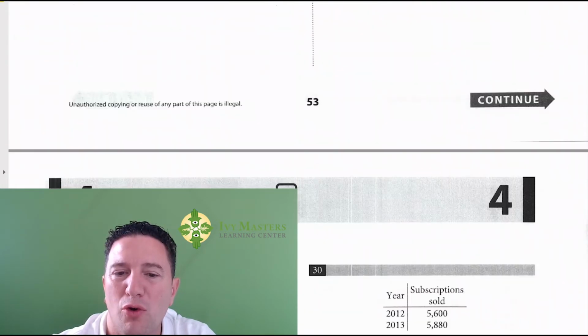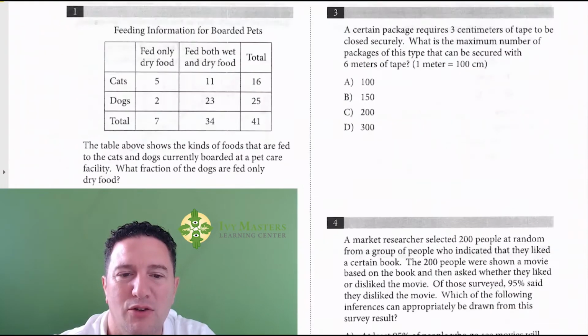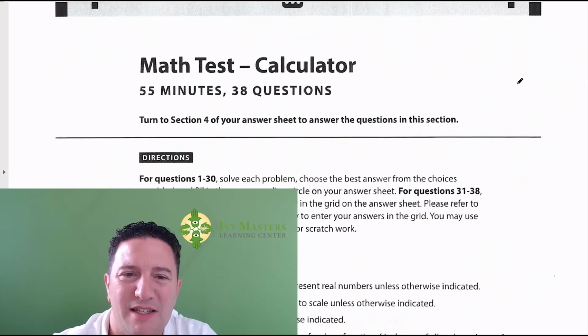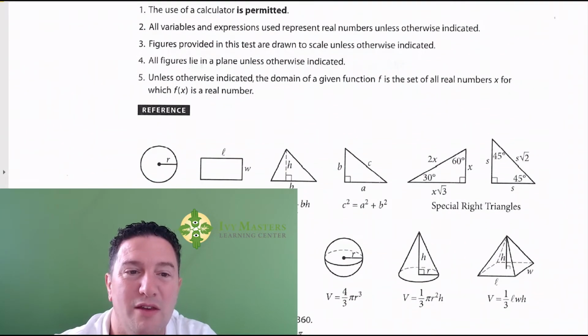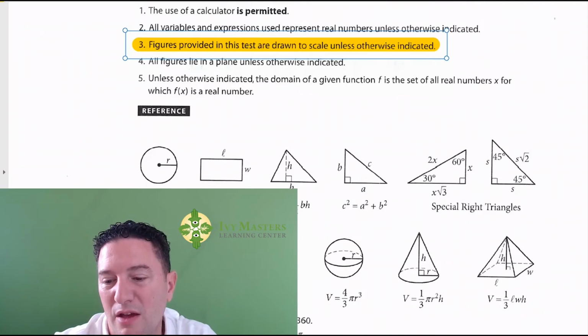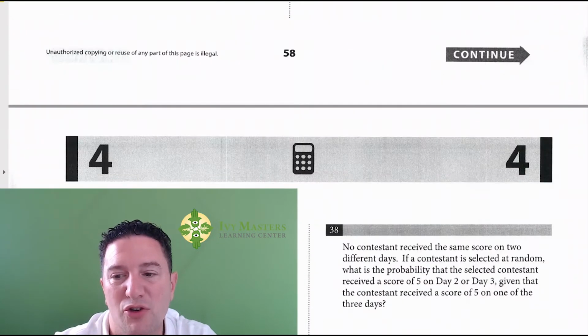Well, if we scroll back here, I'm going to show you a little something. It says this, and people don't pay attention to it. The proctor will read this in the beginning of the test: figures provided in this test are drawn to scale unless otherwise indicated. You want to use that to your advantage.